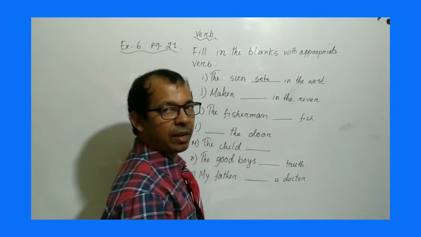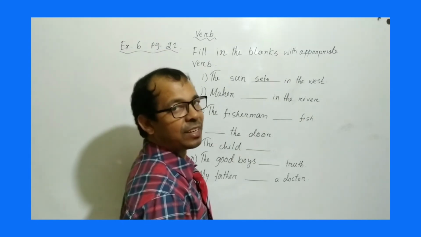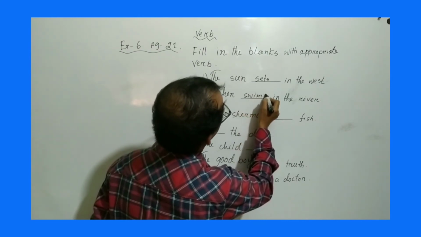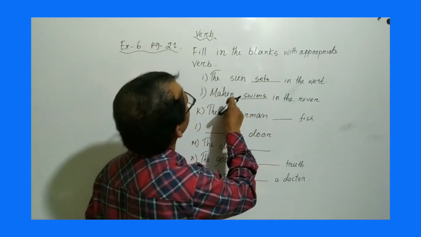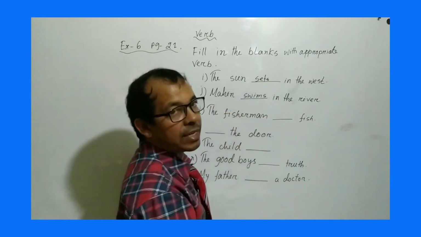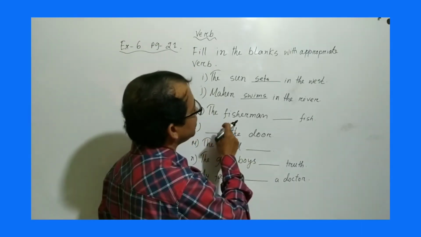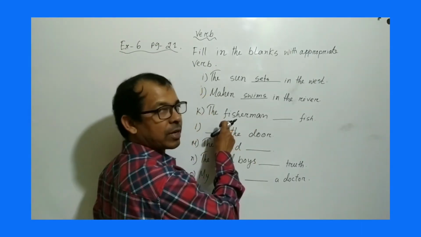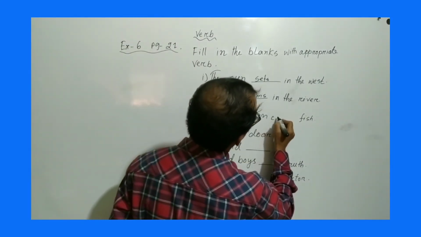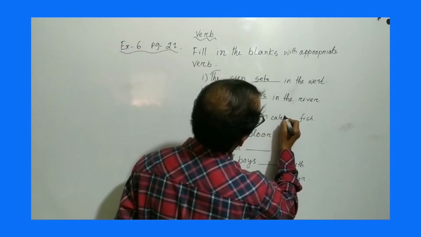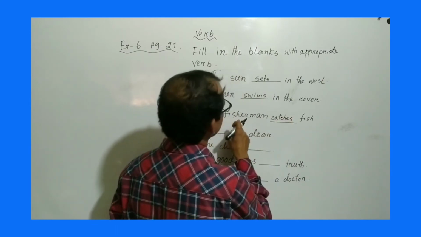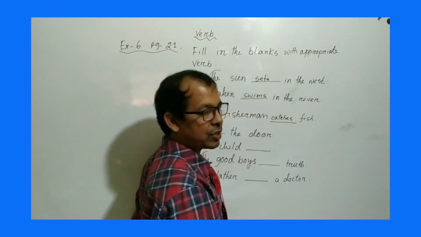Mahin dash in the river. What does he do in the river? Okay. Swims, S-W-I-M-S. As this is third person singular number, and this is also third person singular number, that's why s is added with the verb. The fisherman dash fish. So here you can see the subject is third person singular number. So here you can write catches, C-A-T-C-H-E-S. So the fisherman catches fish.